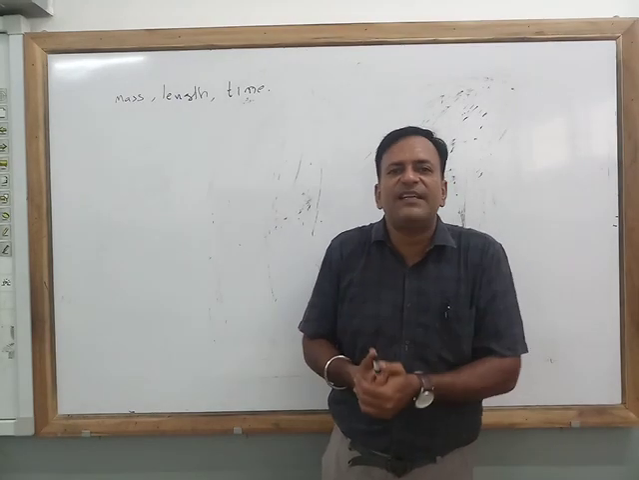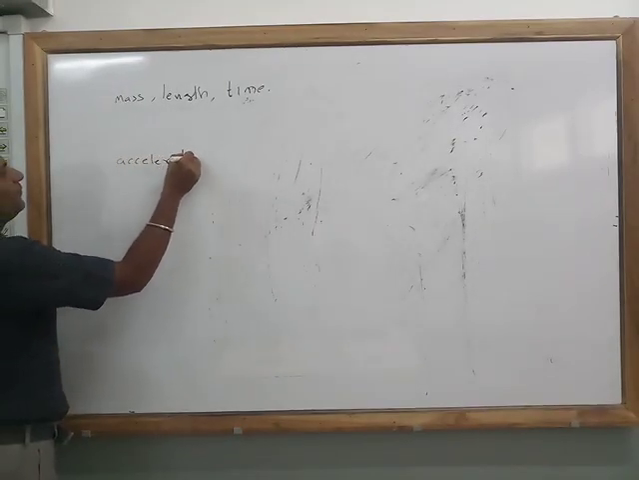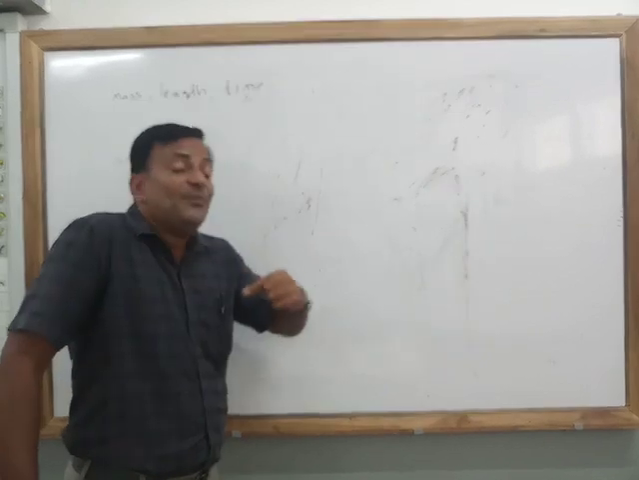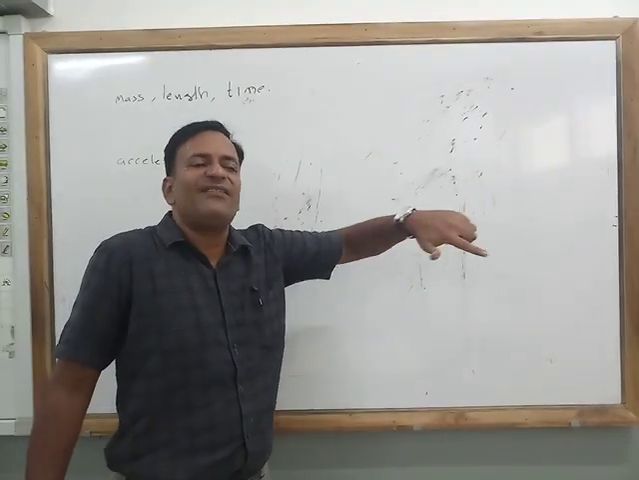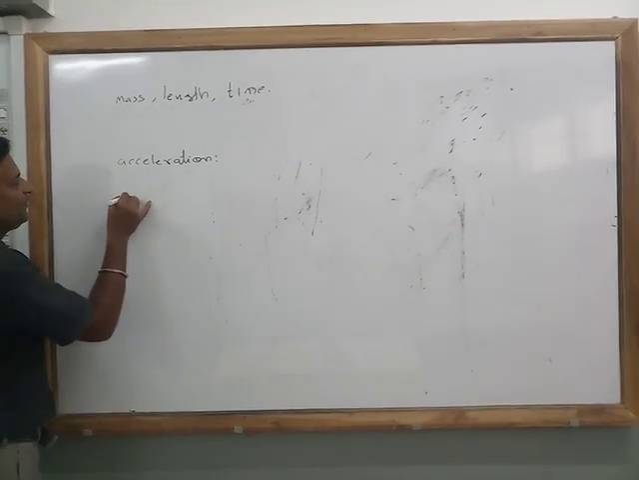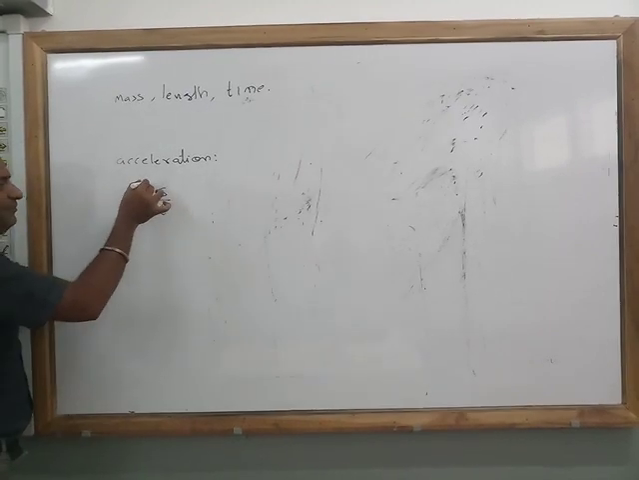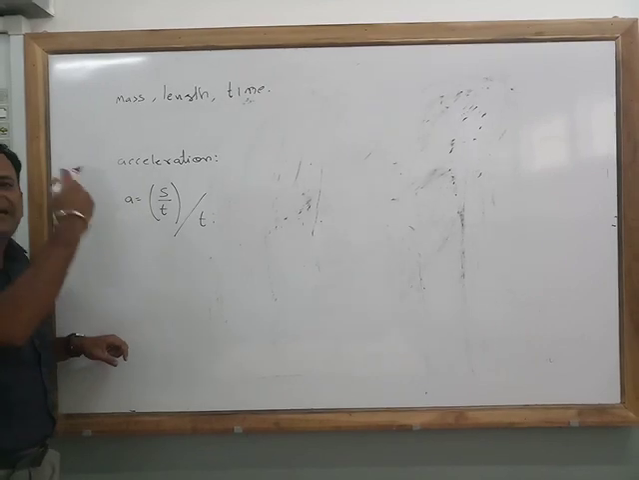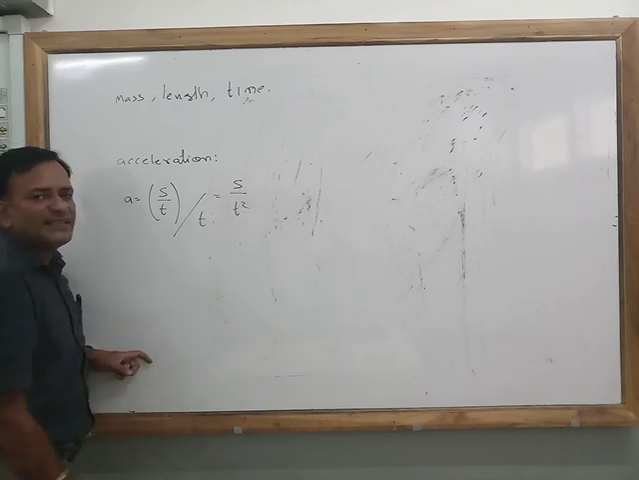Now, what are the other physical quantities? Say for example, acceleration. Now what is acceleration? By definition, acceleration is rate of change of velocity. What is it? Rate of change of velocity. So it goes like this, acceleration is distance by time, again divided by time. So acceleration becomes what? It becomes distance over the square of time.